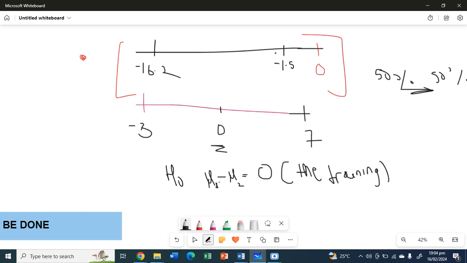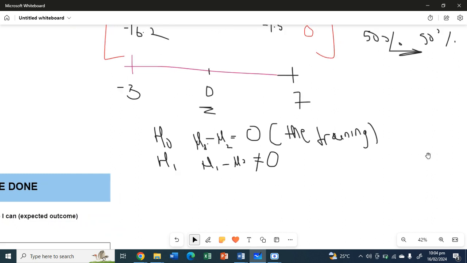So the null hypothesis is suggesting that there is no difference between the mean which was taken before the training and the mean which was taken after the training. Then the alternative hypothesis states there is actually a difference between the means. And in this case, what it translates to is the training was effective. So this is the null and alternative hypothesis.